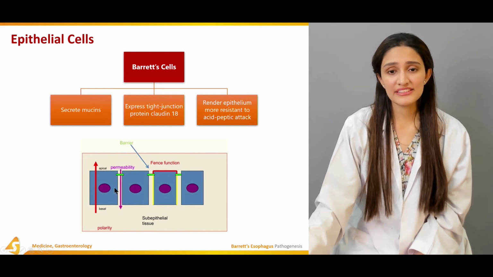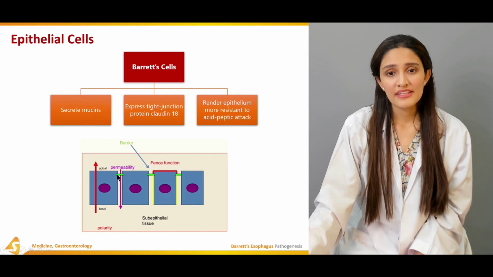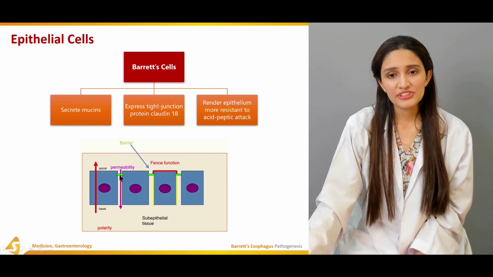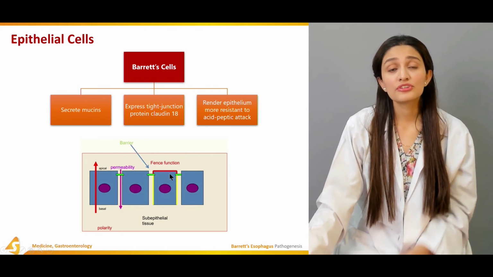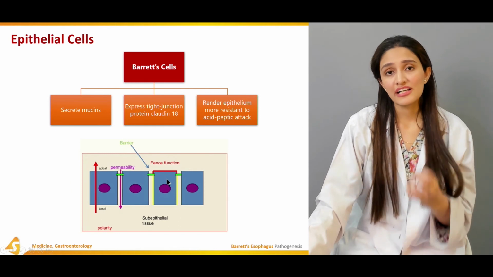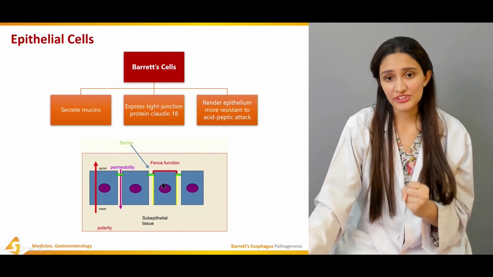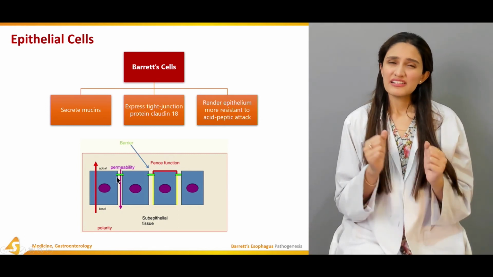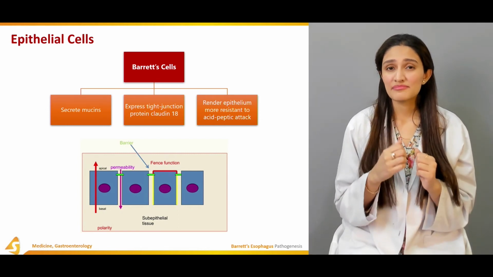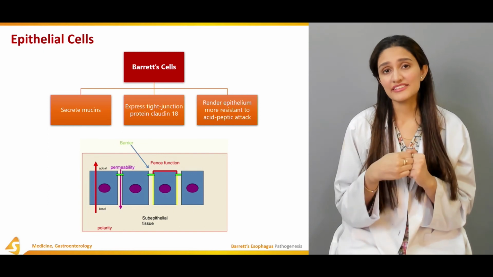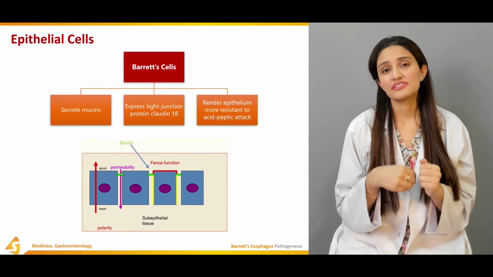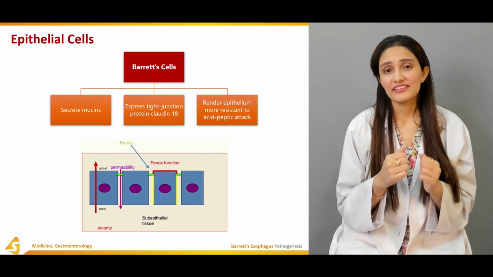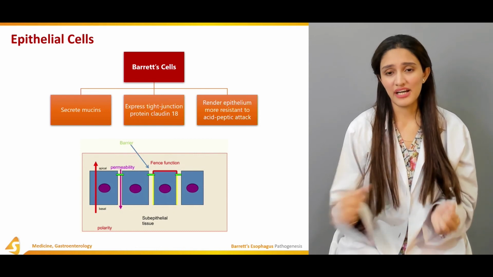In this picture, we can see these are the cells of the epithelium. This green-like protein structure is ultimately claudin 18, the protein which helps in providing a tight junction between the cells. This tight junction then ultimately inhibits and resists any sort of acid that squeezes through the cells. That is why these cells are very tightly packed.